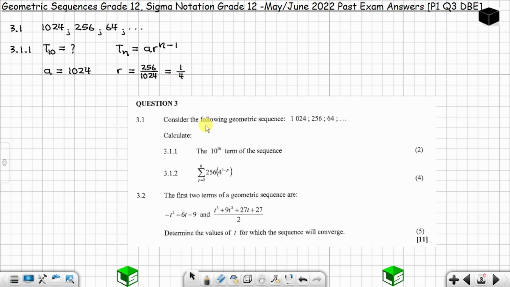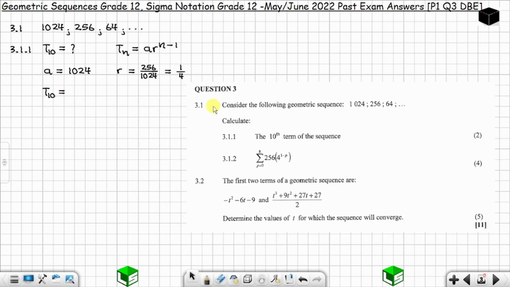And now you can get your T10. What is T10 equal to? Use the formula. You have your A times R, R is 1 over 4, and R is to the power of n minus 1. So what is your n? Your n is 10 because you are calculating the 10th term. So it is to the power of 10 minus 1, right? And so you can use your calculator to get the answer.